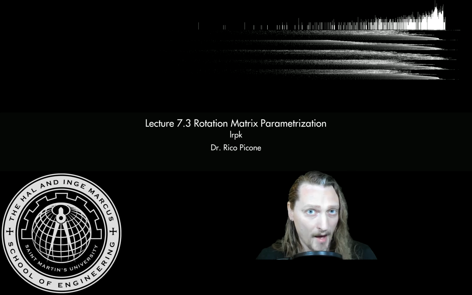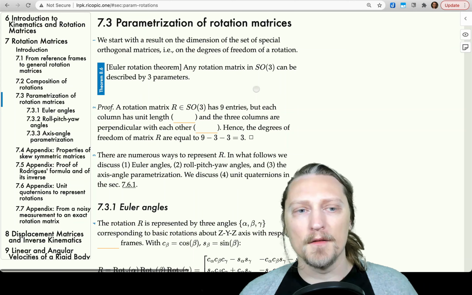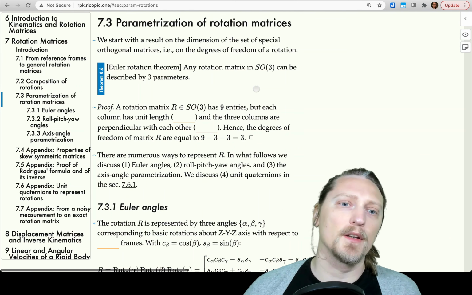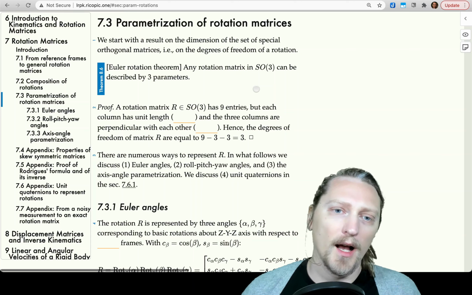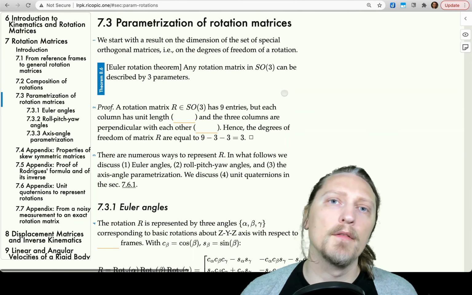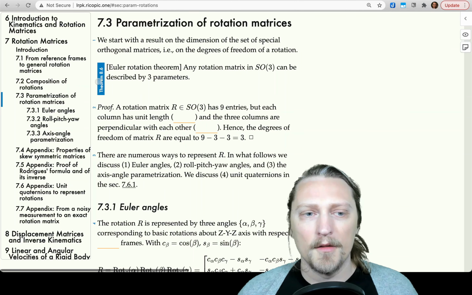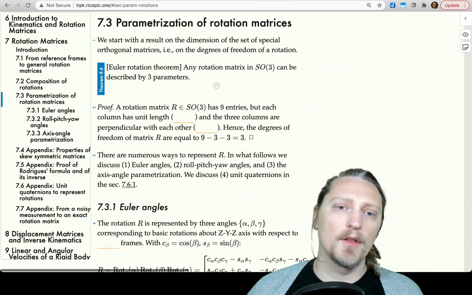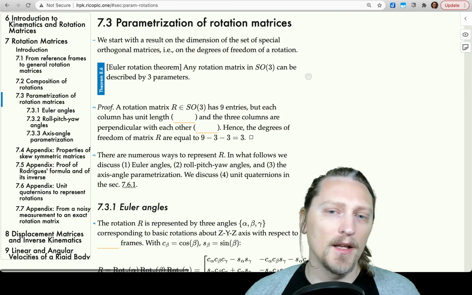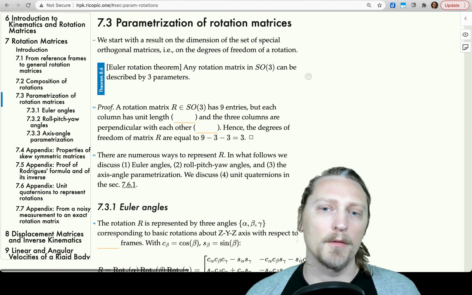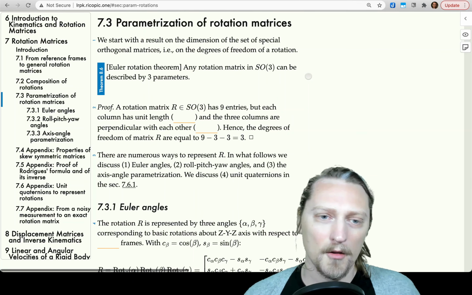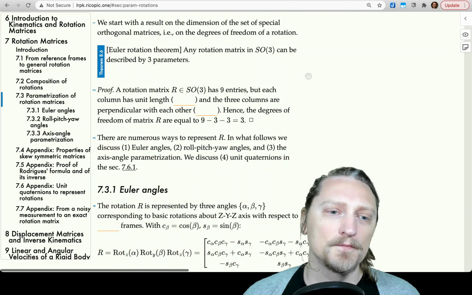All right, lecture 7.3, Parametrization of Rotation Matrices, part of the Rotation Matrices chapter. We start with a result on the dimension of the set of special orthogonal matrices, or orthonormal matrices, i.e. on the degrees of freedom of a rotation. Theorem 8.6, Euler rotation theorem. Any rotation matrix in the special orthogonal group 3 can be described by 3 parameters.